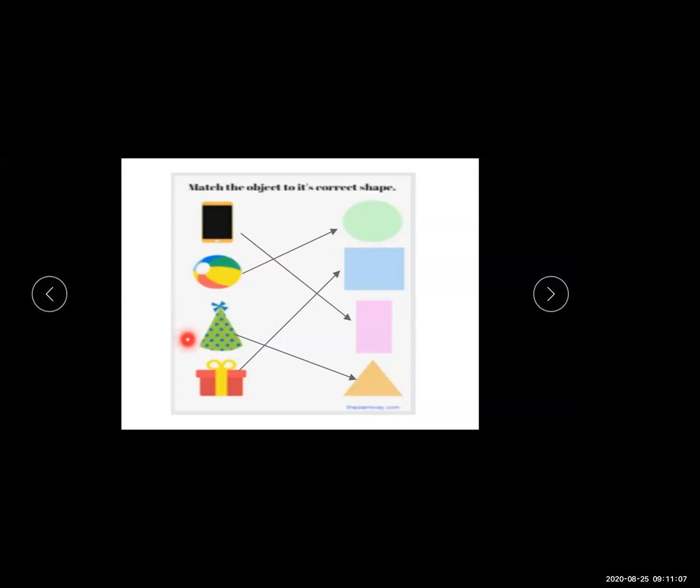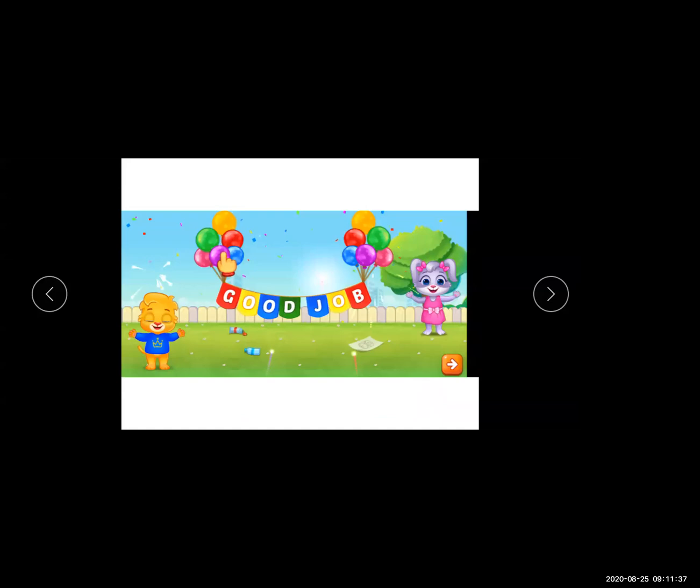So what is this? This is the birthday cap. And this is the triangular shape. So this object is similar to this triangular shape. Okay. And this is the gift box. And this box is similar to this square shape. That's why we have joined this to this square. Understood, students? Yes, ma'am. Okay. Good job you have done.